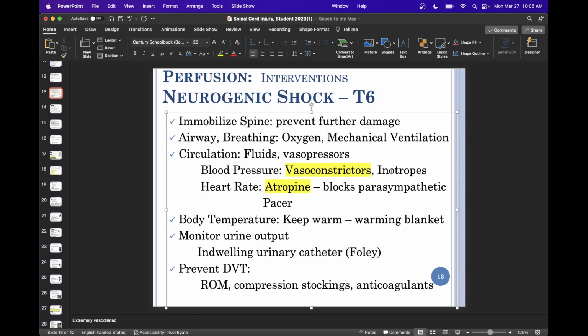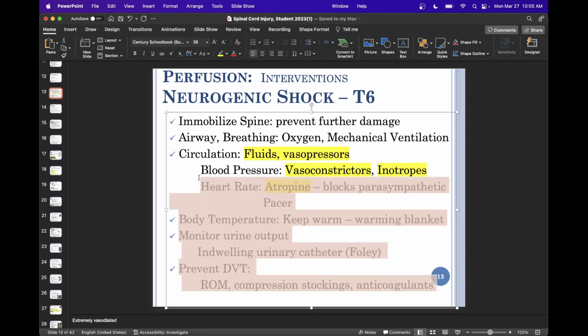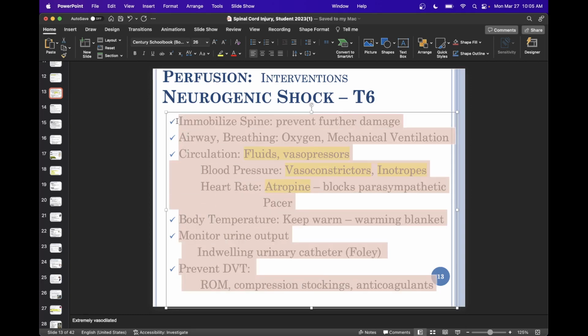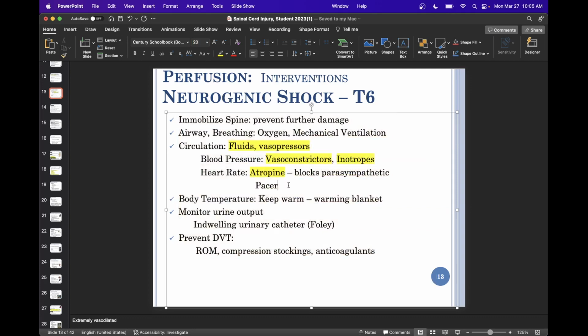So a temporary pacemaker takes a while to set up. It's an invasive procedure. Okay, but until that occurs, or if that needs to occur, atropine is going to be my drug of choice. Now, we could put pacer pads on the patient, an external pacemaker.